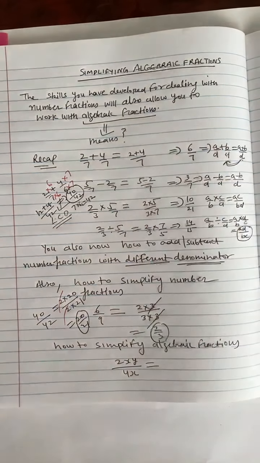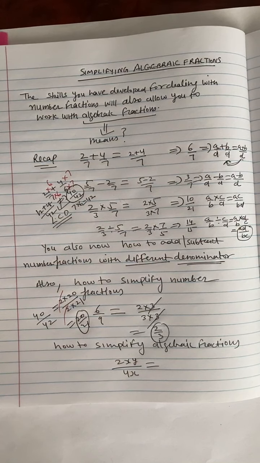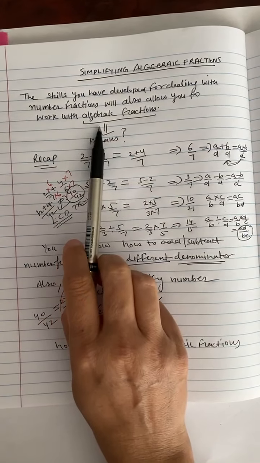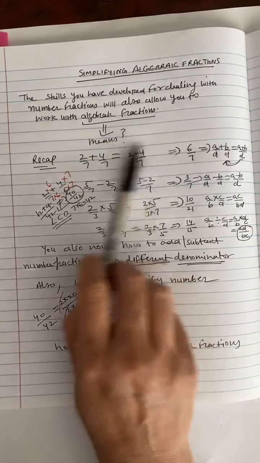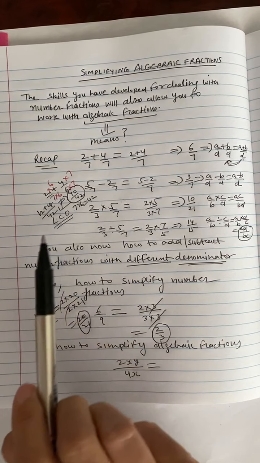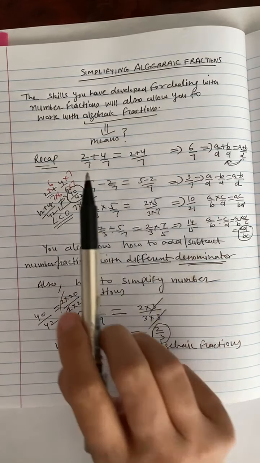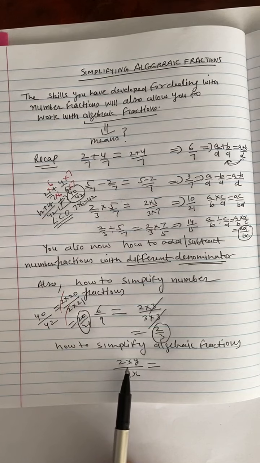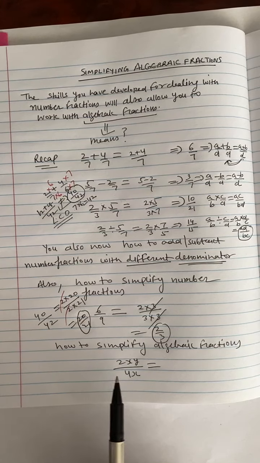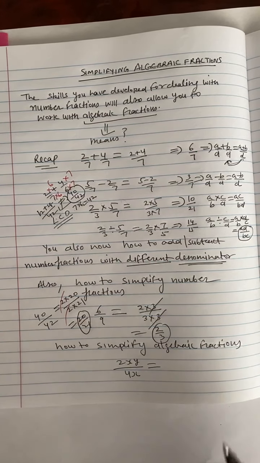When you are working with algebraical fractions, you will use the same concepts. What is the difference between these, which are all numerical fractions, and algebraical fractions? In an algebraical fraction you will see variables like x, y, z. So instead of numbers only, you will have numbers and letters also, or sometimes only letters.